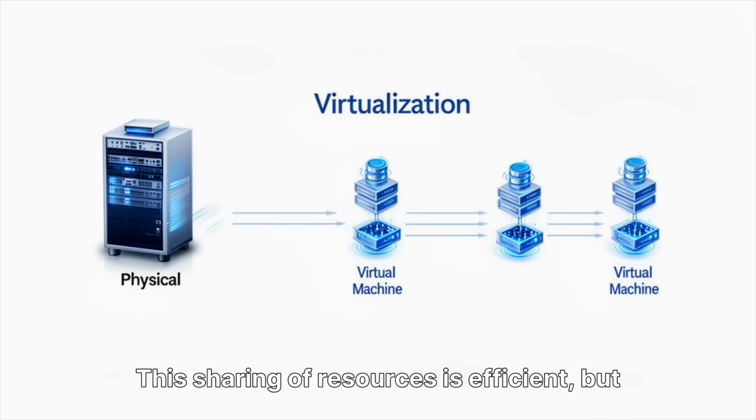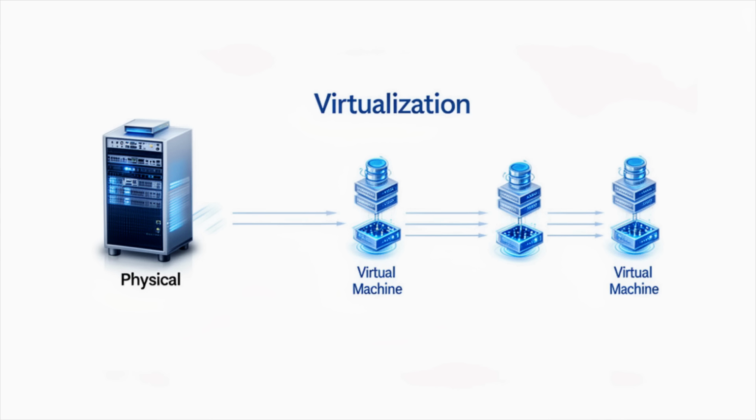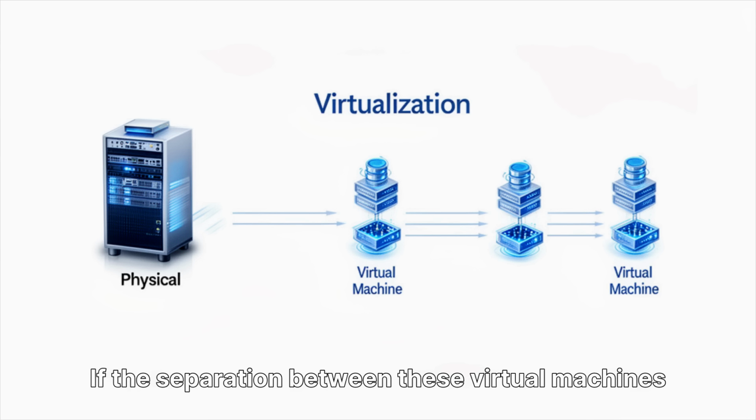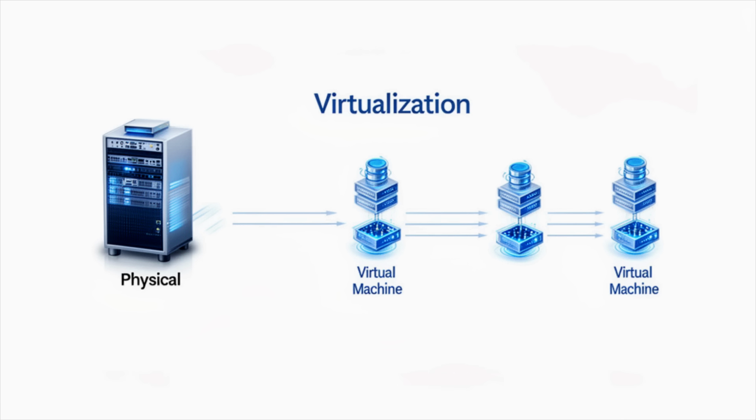This sharing of resources is efficient, but it introduces a risk called multi-tenancy. If the separation between these virtual machines isn't perfect, there is a theoretical risk of data leaking between them.